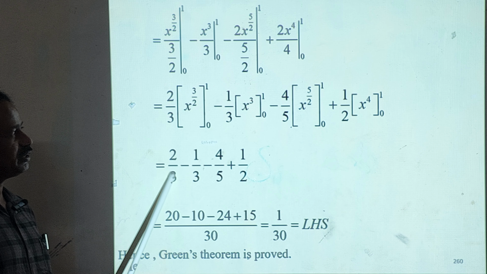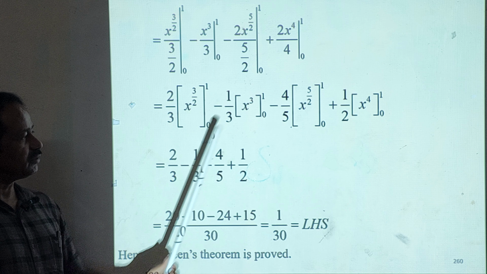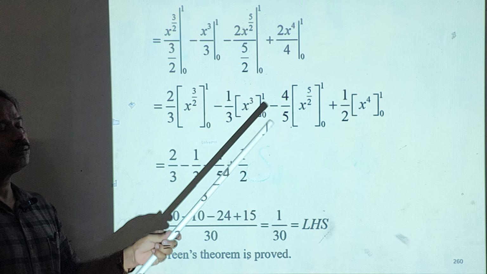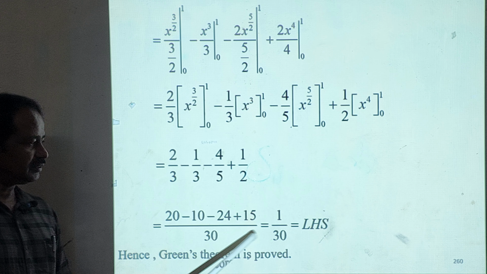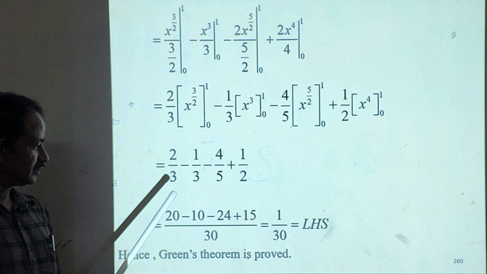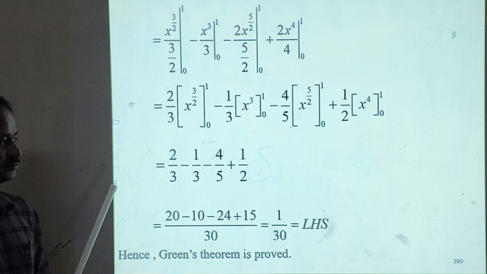Substitute the upper limit will give you 2 by 3. Substitute the upper limit, that will give you minus 1 by 3. Substitute the upper limit will give you minus 4 by 5 and this becomes 1 by 2. Substitute the lower will give you 0. Taking the LCM will give you 1 by 30. So this is the answer for the left hand side, and the right hand side answer is also the same. Thus Green's theorem is true.